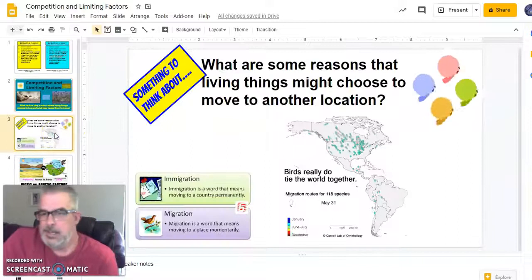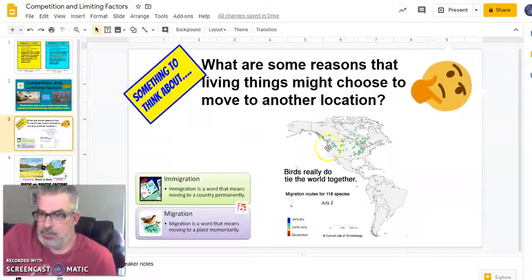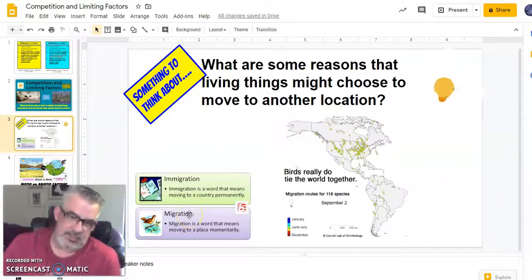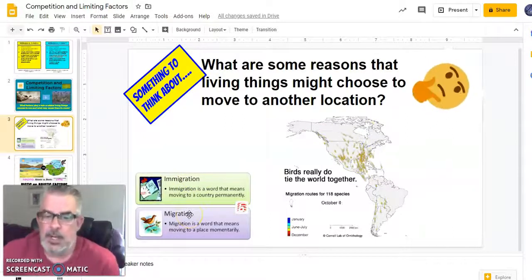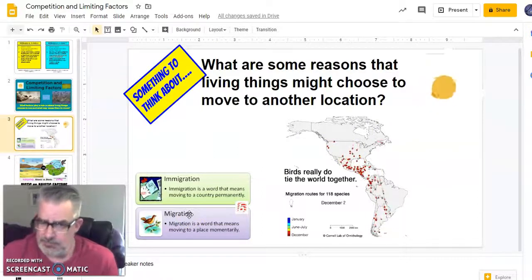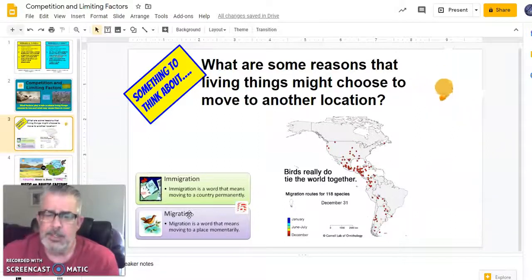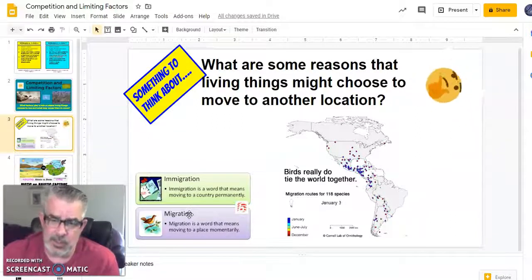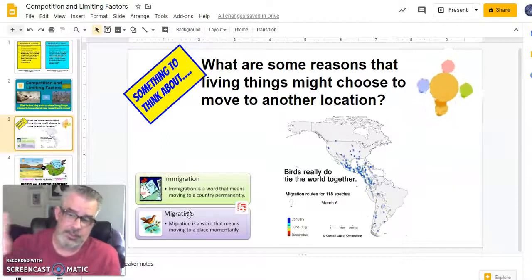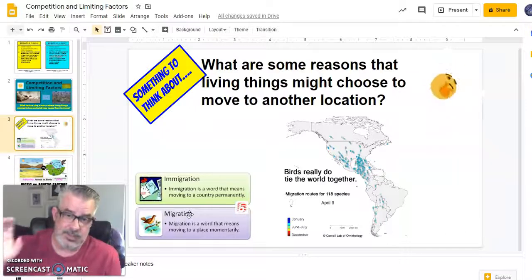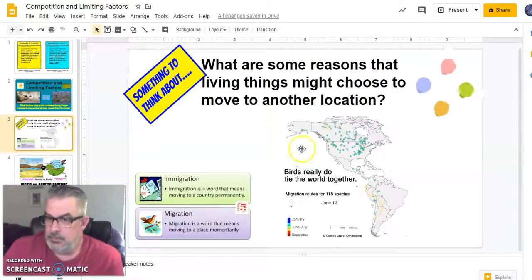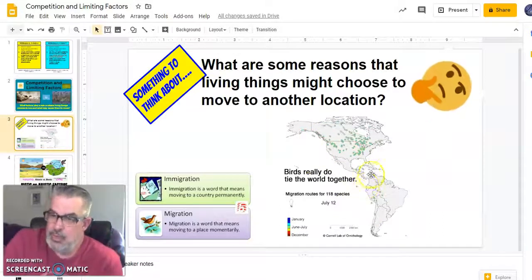Okay, all right. So as we think about those reasons, make sure we understand the difference between immigration and migration. Immigration is basically what humans do. It's a word that means moving to another country permanently. Being from South Texas, we deal with that quite a bit. Migration is a word that means moving to another place momentarily. So you're just temporarily moving to another place because things are easier there, or the weather's better, or the food is better. So the little GIF here shows you how birds move.